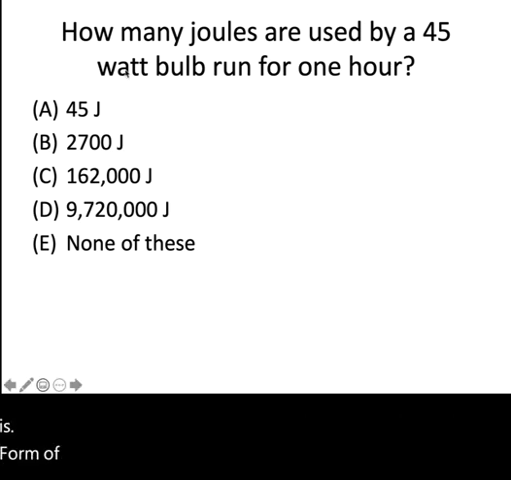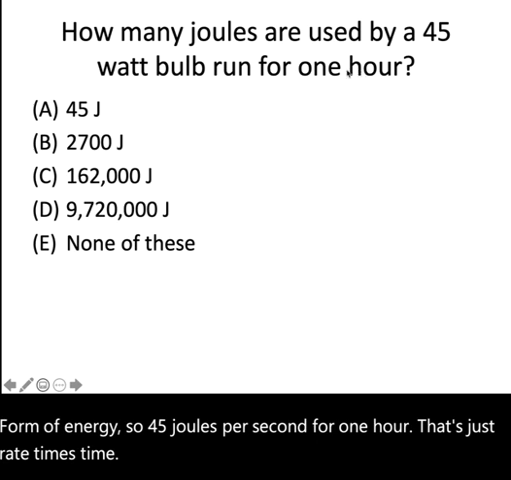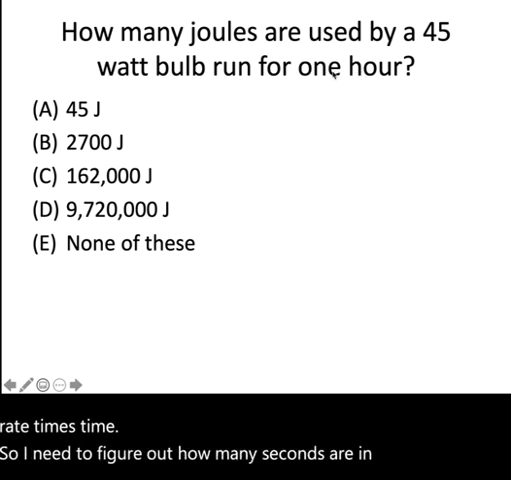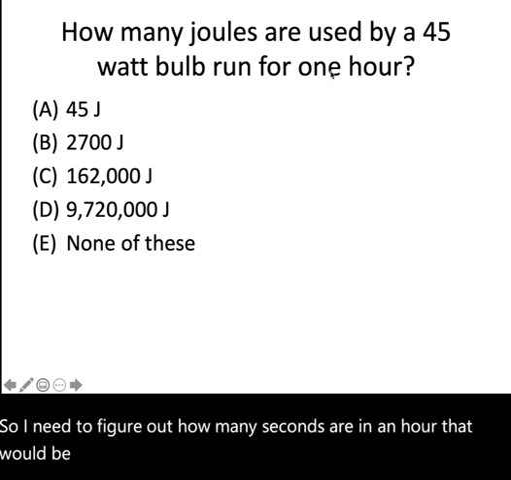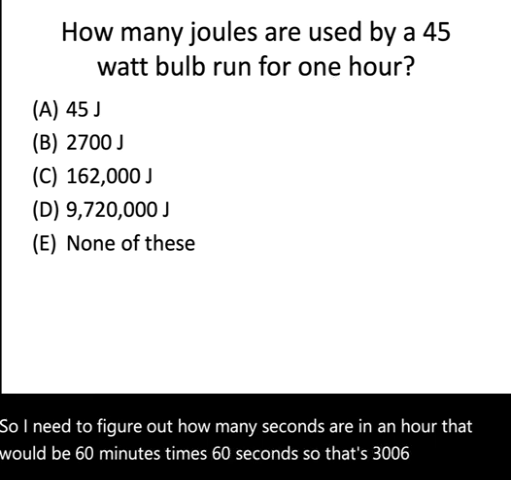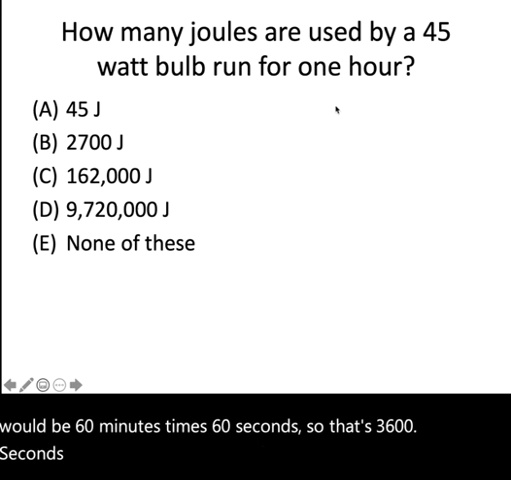So 45 joules per second for 1 hour, that's just rate times time. So I need to figure out how many seconds there are in an hour. That would be 60 minutes times 60 seconds. So that's 3,600 seconds times 45 gives me 162,000, letter C.